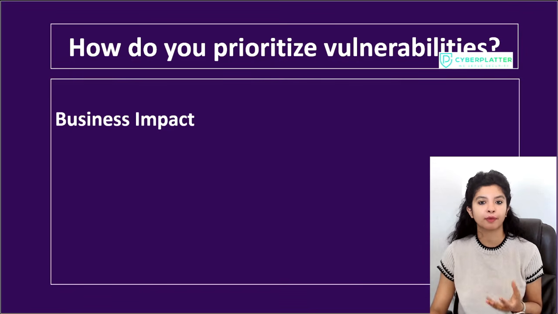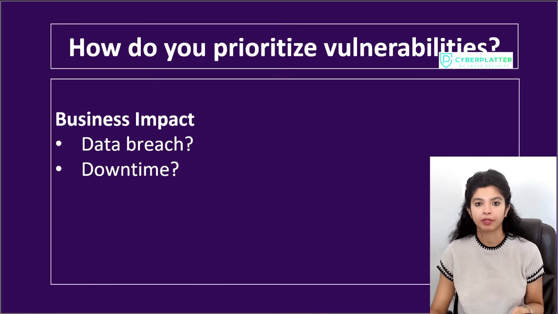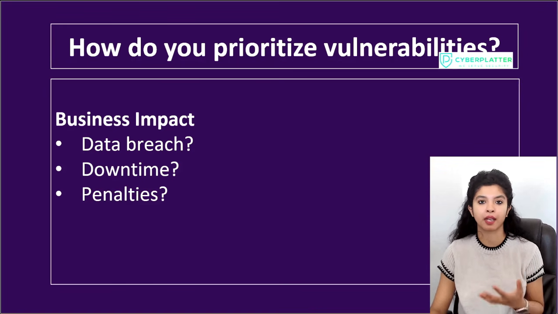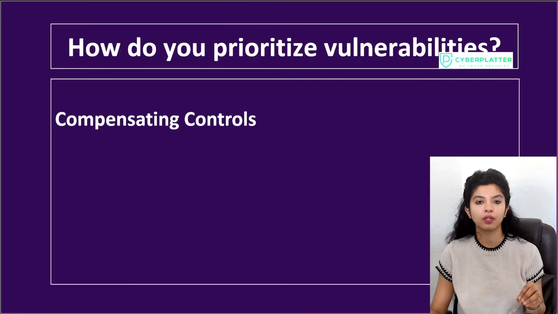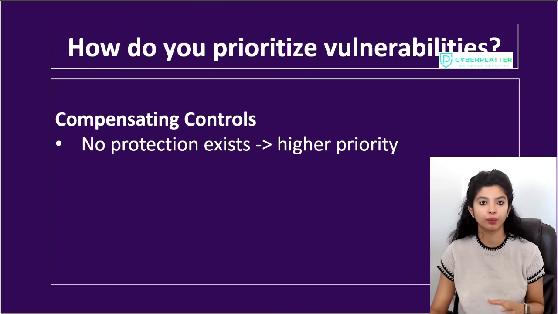Next, you consider what happens if the vulnerability is exploited, that is the business impact. Will there be a data breach? Will there be downtime costing thousands per minute? Will there be regulatory penalties from, say, GDPR, HIPAA, or PCI DSS? Next, you consider compensating controls. So if there's a firewall rule or intrusion detection system or strong segmentation reducing exposure, then the urgency may be lower. If there are no protections, then the priority is higher.